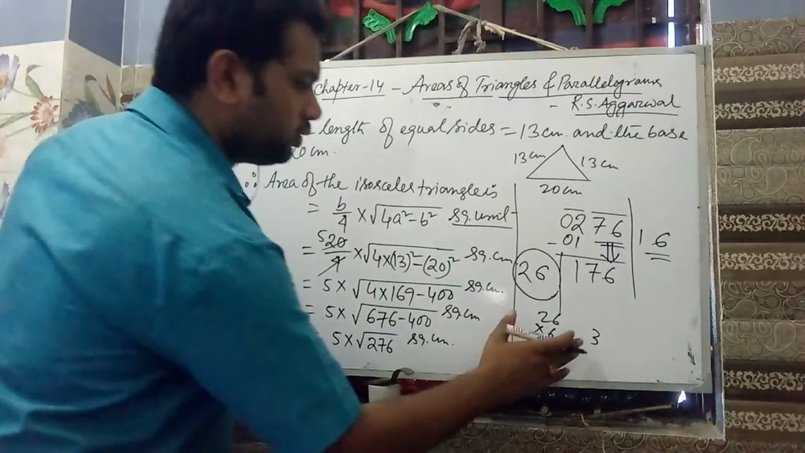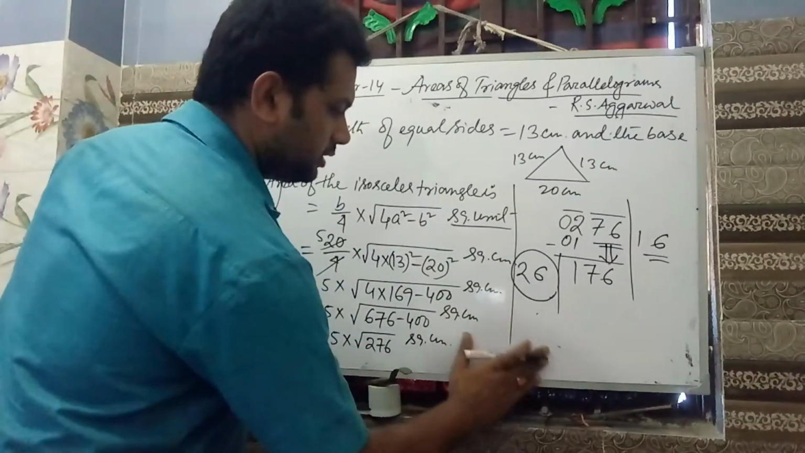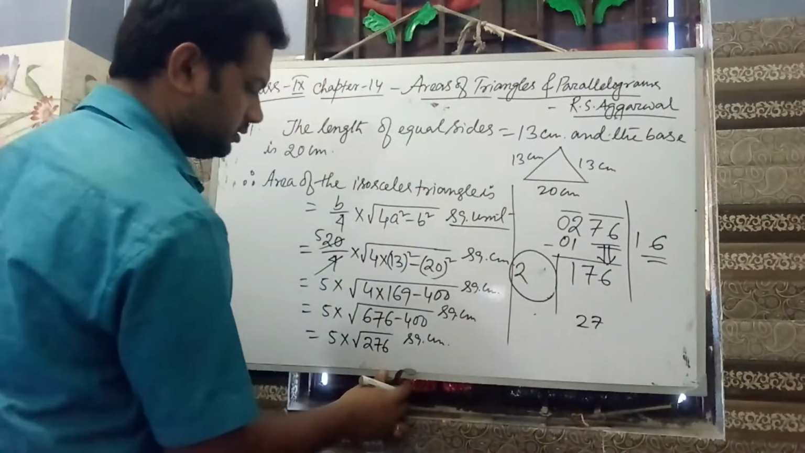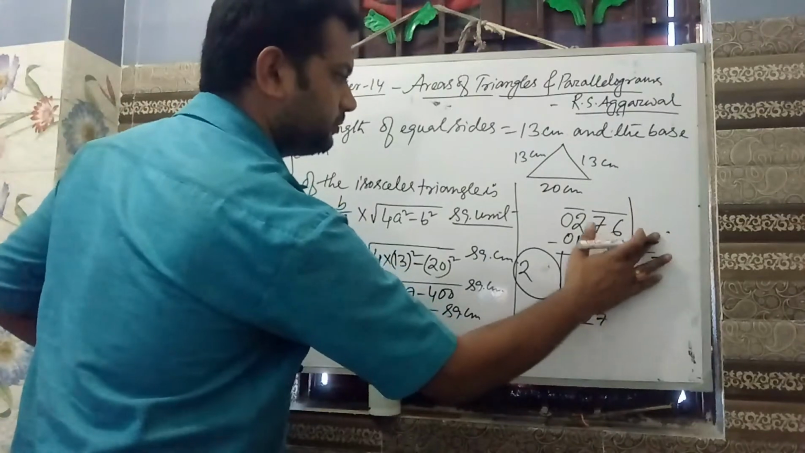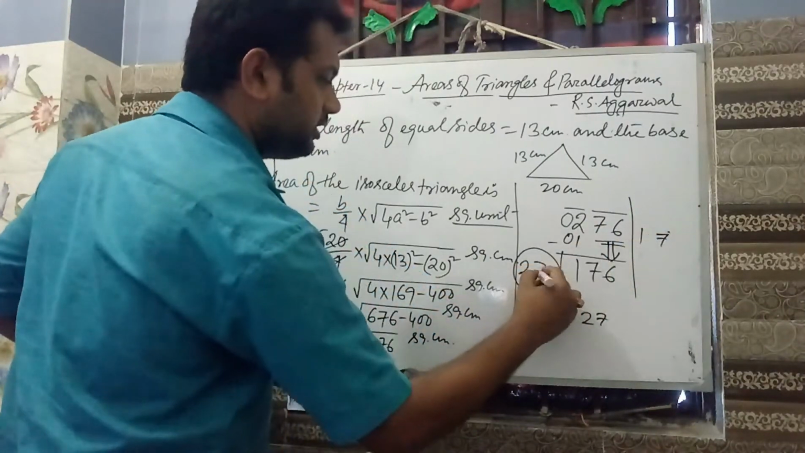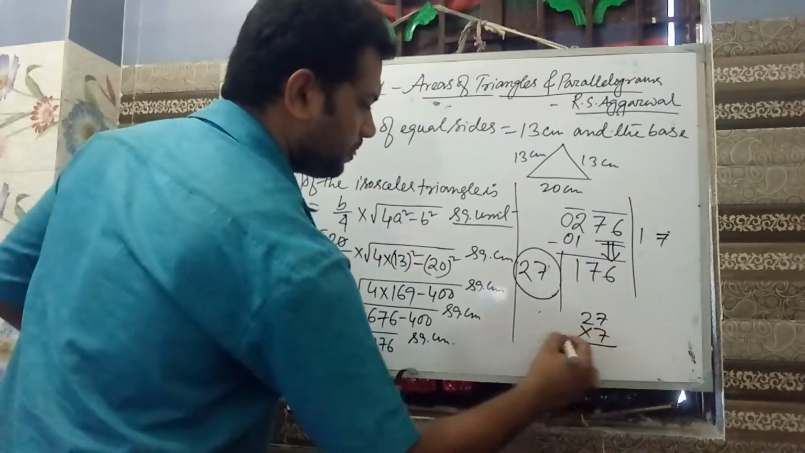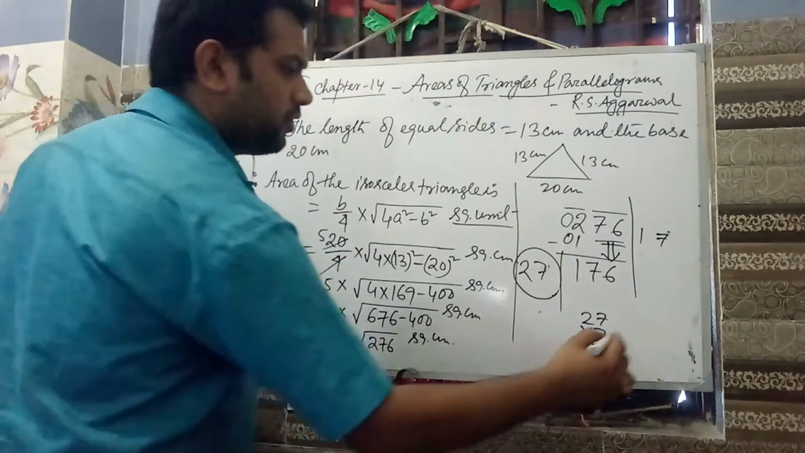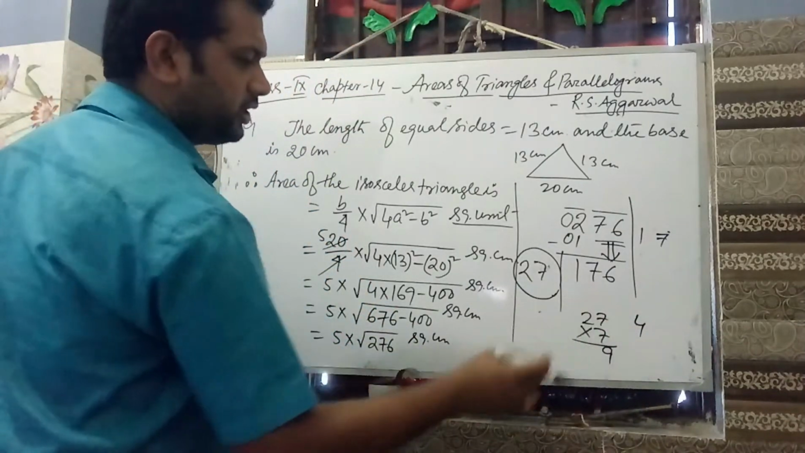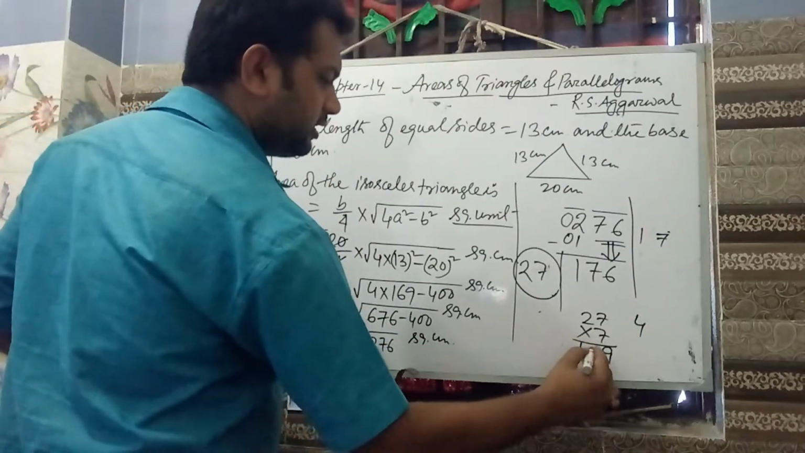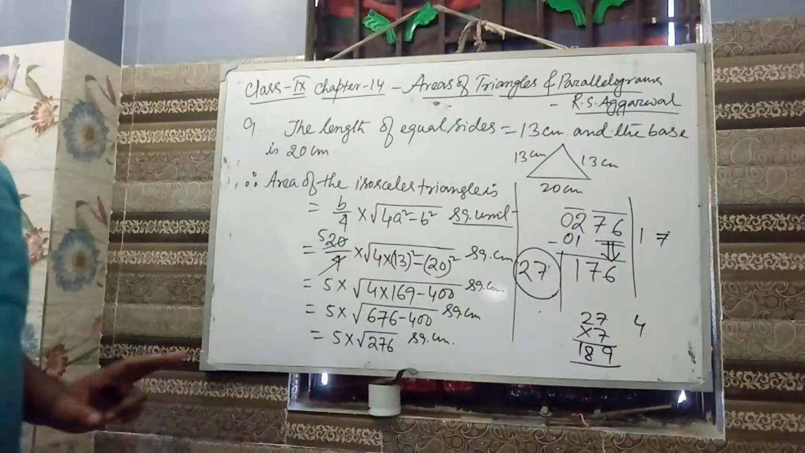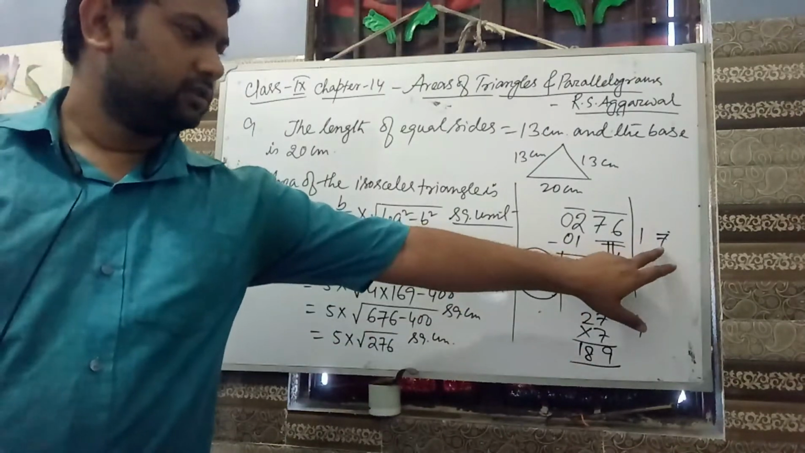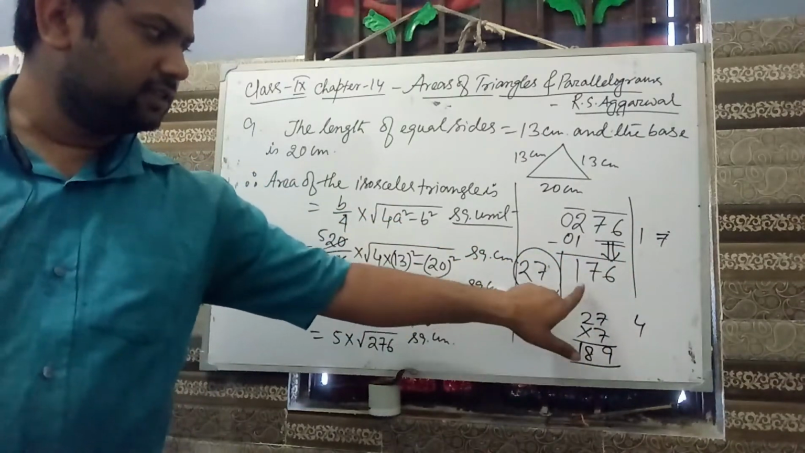So let us check with 27. If we write 7 here and 7 here, so 27 into 7. 7 7s are 49, 9, 4 in hand. 7 2s are 14, 14 plus 4, 18. This is greater than this one. So we cannot write 7 over here. Clear? Because the result is greater than this number.